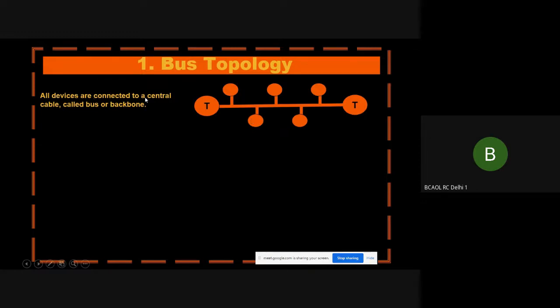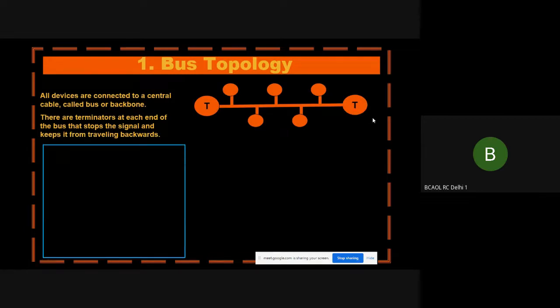All the devices are connected to a central cable. This is a straight line, a central cable called the bus or backbone. So a single cable is there, and all the computers are connected on it, and at the endpoints are the terminators. There are terminators at each end of the bus that stop the signal and keep it from traveling backwards. So the signal can travel from one end to the other, but not backwards. You understand? So these terminators do that. What is the problem with this network? The advantage is there is no central controller, and control resides in each station. Whoever wants to send the data, he can send it.